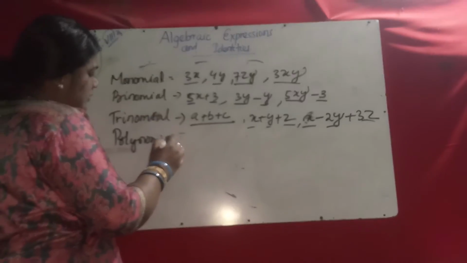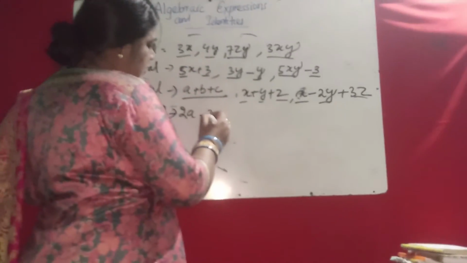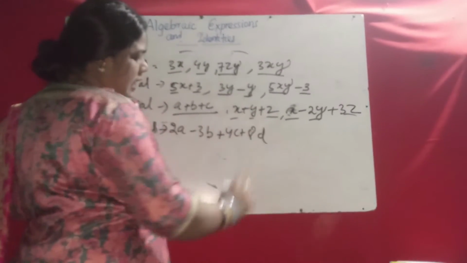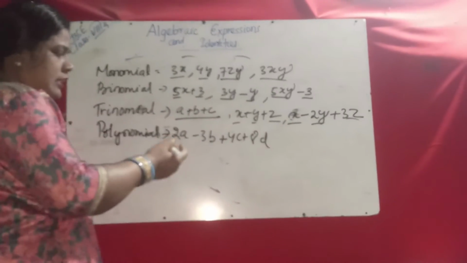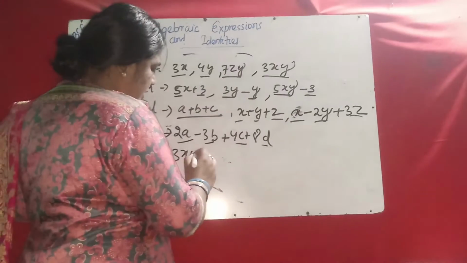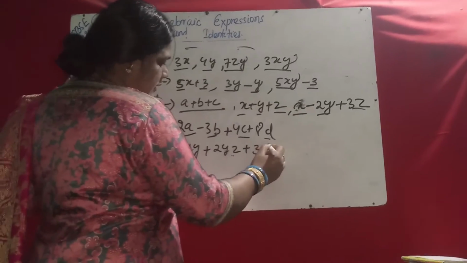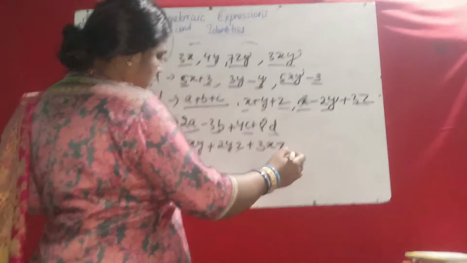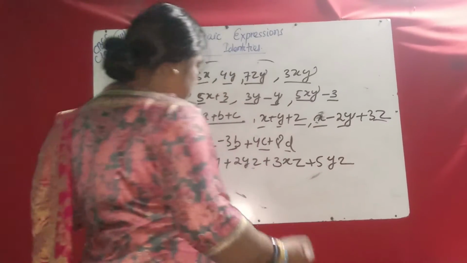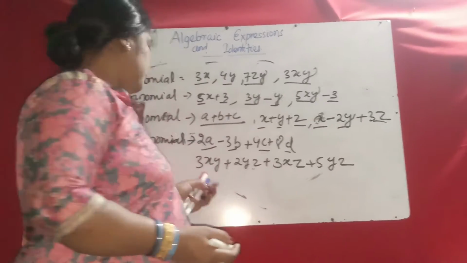Polynomial means more than 3 terms. Suppose 2a minus 3b plus 4c plus 8d. These are more than 3 terms, 4 terms are there. Suppose 3xy plus 2yz plus 3xz plus 5yz, like this. So these are more than 3 terms, and these are called polynomials.